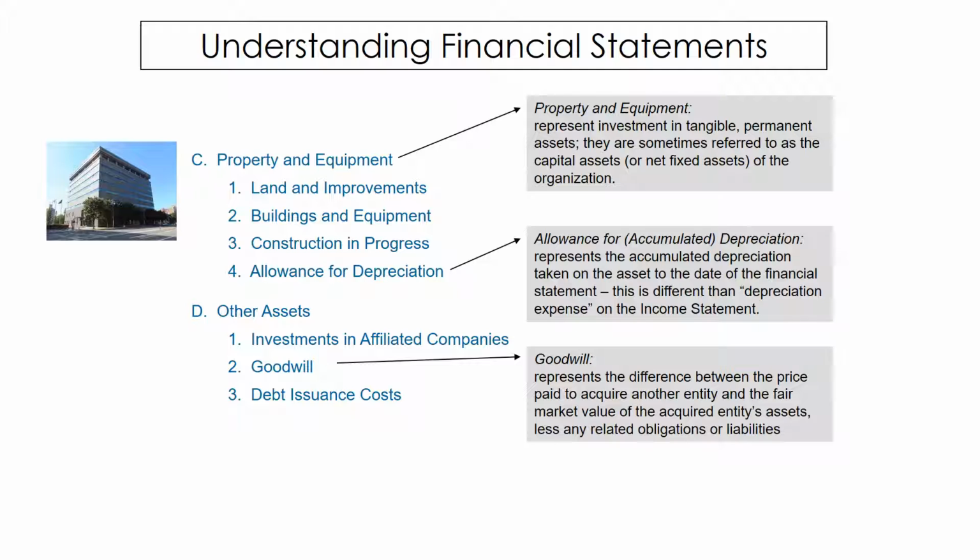So you have land and improvements. This generally represents tangible permanent assets, those things that are really like this building. I mean, it's going to be around for 50 years, and you're going to be paying for it over time. You have the building.